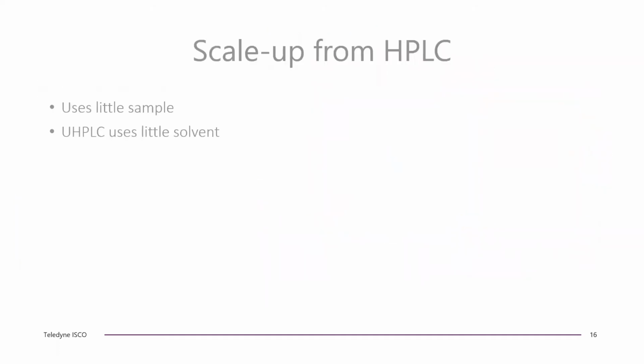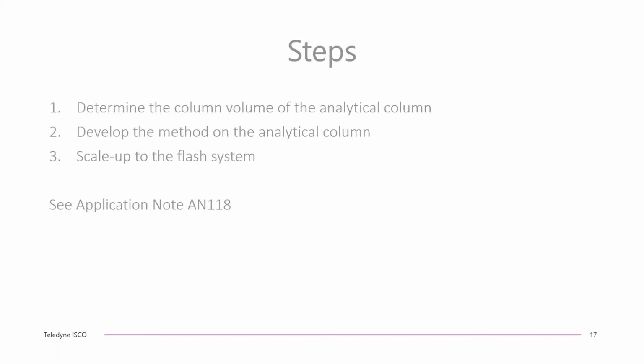The advantage of using HPLC is that it uses less solvent than the flash system for method development. A UHPLC uses very little solvent. There are 3 main steps to determine a method for flash. First, determine the column volume on the analytical system. This only needs done once.